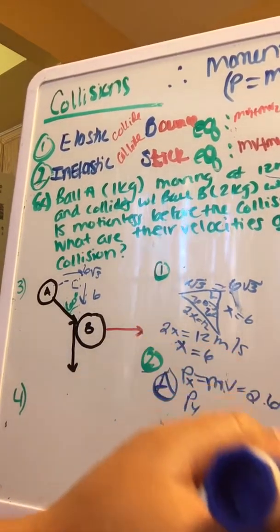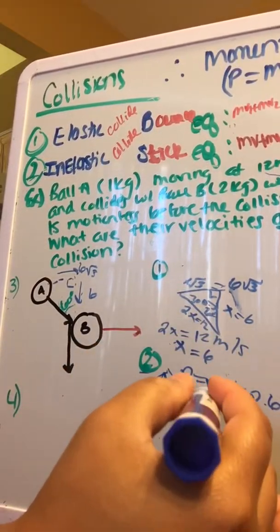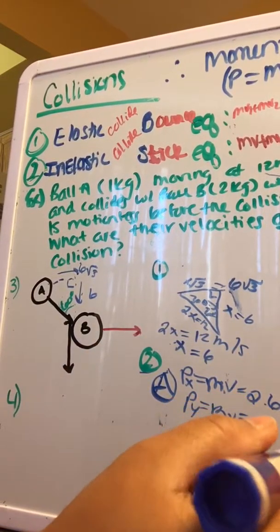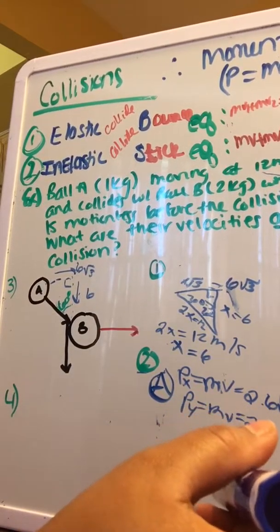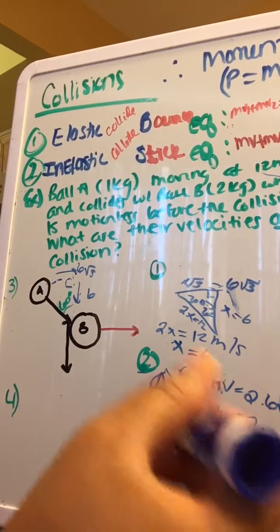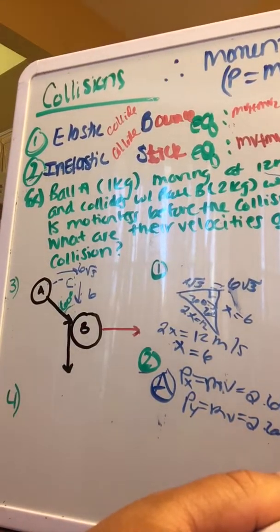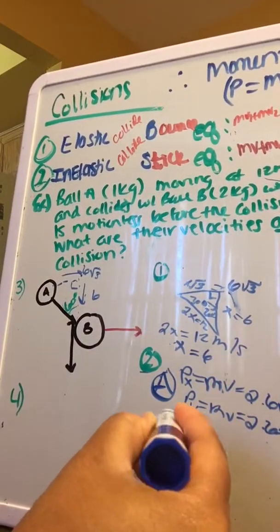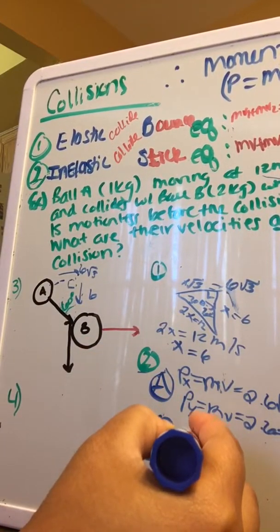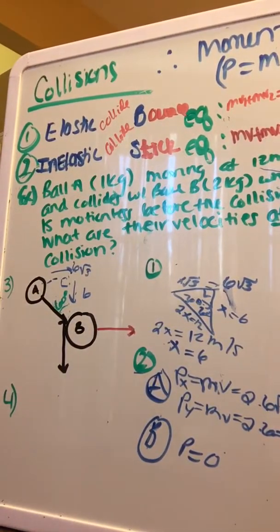For py, this is the negative vertical direction, or downward direction. The mass is 2 once again, and the velocity in the downward direction is 6, so that gives us 12. So we found the momentum before the collision for ball A, so we have to do ball B. Now, ball B is motionless, so p equals 0. Okay, so now we found the momentum before the collision.